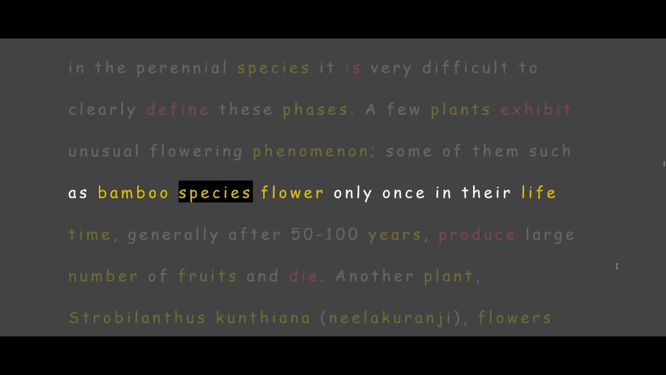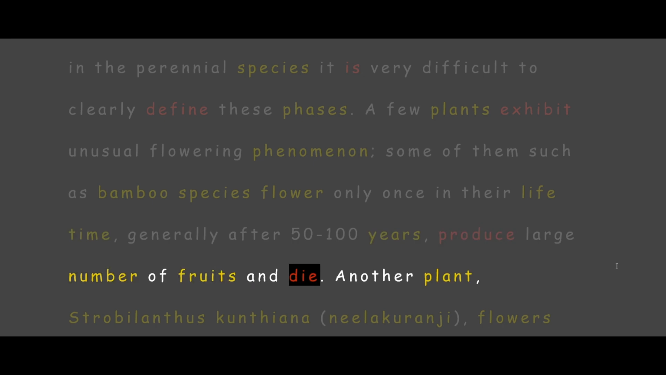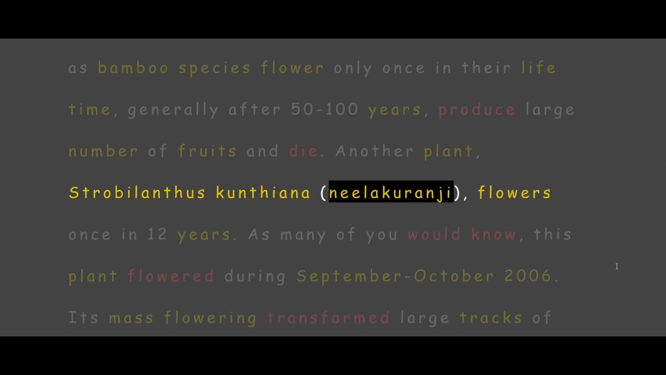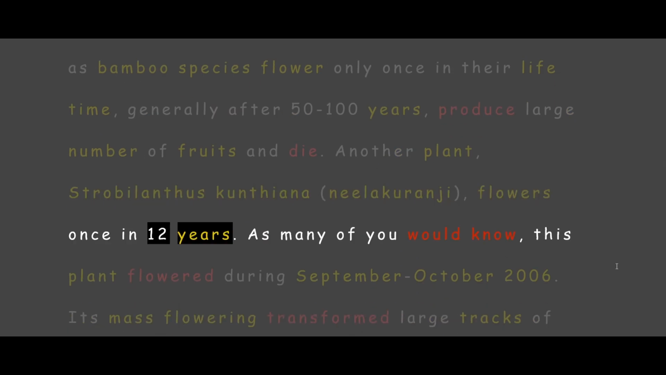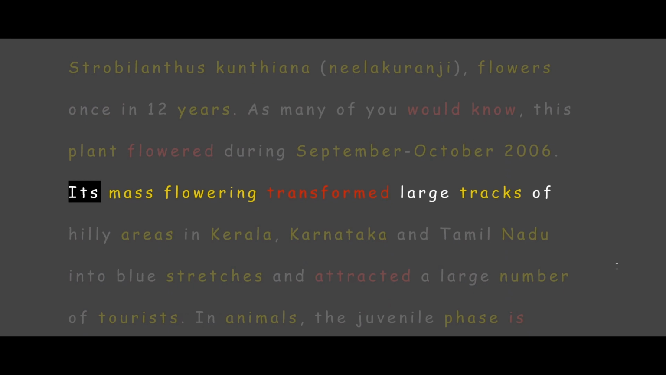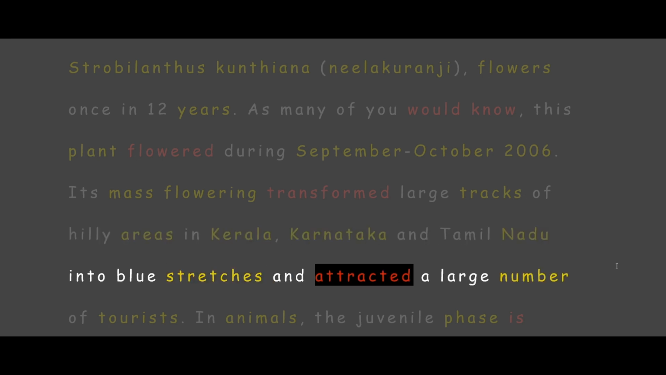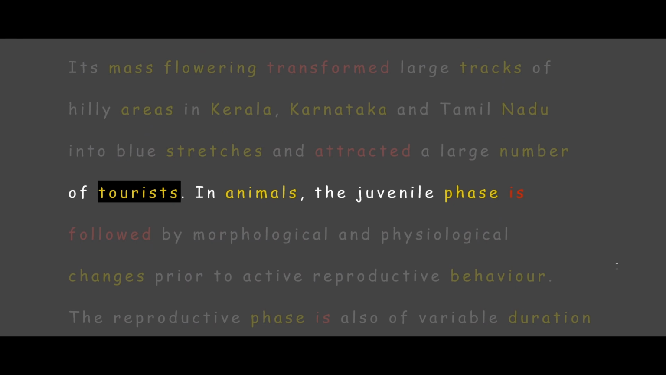Some of them, such as bamboo species, flower only once in their lifetime, generally after 50 to 100 years, produce large number of fruits and die. Another plant, Strobilanthus kunthiana, Neelakurinji, flowers once in 12 years. As many of you would know, this plant flowered during September-October 2006. Its mass flowering transformed large tracts of hilly areas in Kerala, Karnataka, and Tamil Nadu into blue stretches and attracted a large number of tourists.